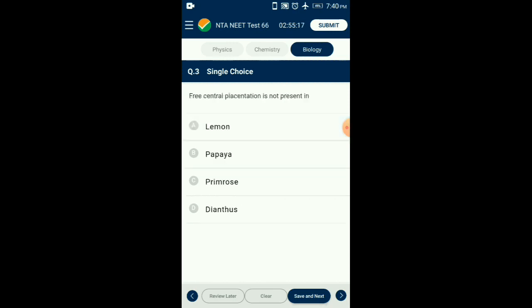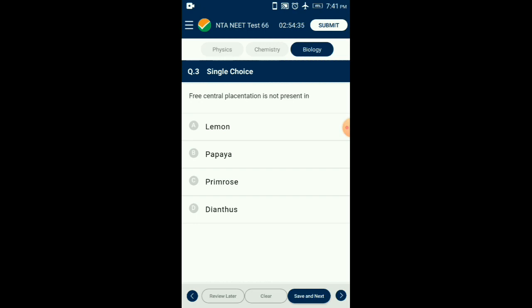Question number 3. Free central placentation is not present in. The placentas often occur in distinct lines called lines of placentation. The number of ovules is arranged on a central axis in a multilocular ovary. Within the ovary, each ovule is borne by placenta or arises as a continuation of the floral apex, angle of locule. This is axial placentation.